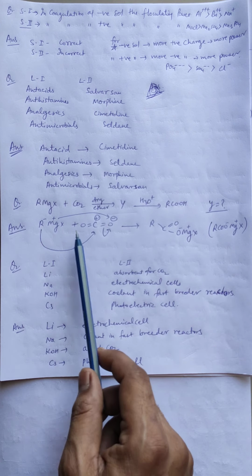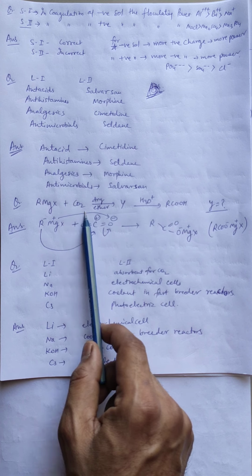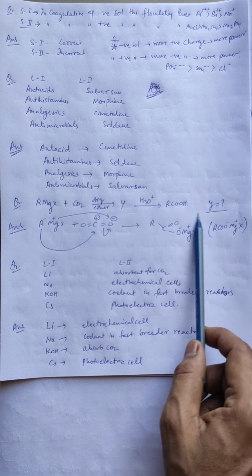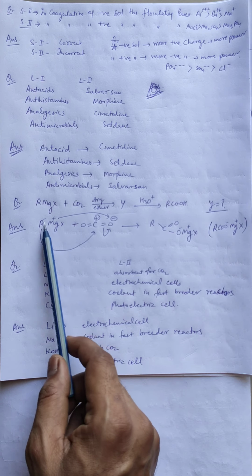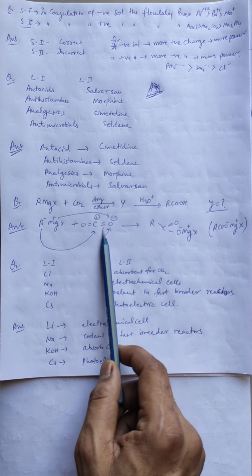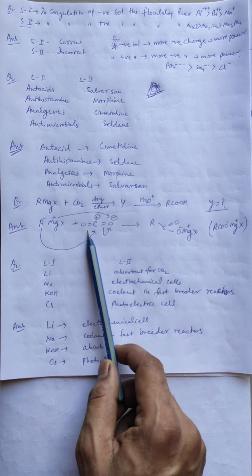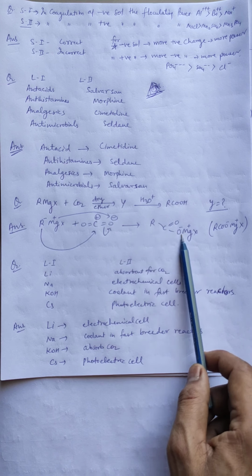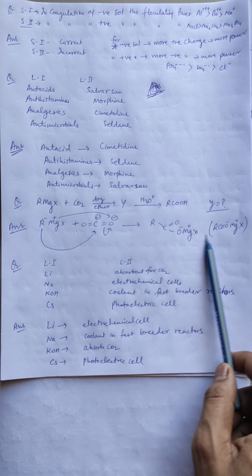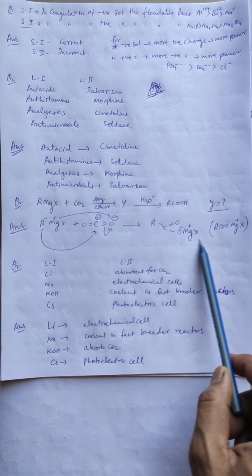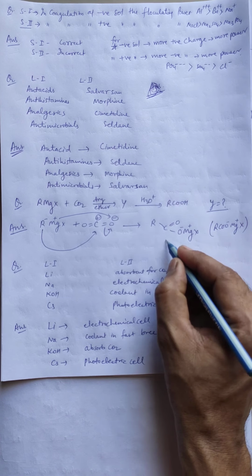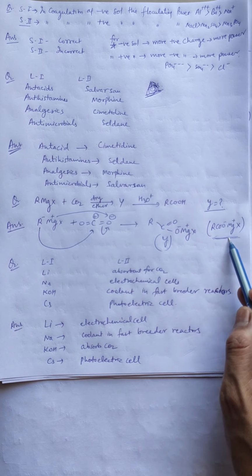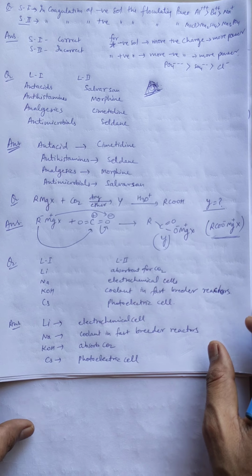Now the next question is Grignard reagent with CO2 gives Y. Acid hydrolysis gives acid. What is the Y there? So RMgX, R negative, Mg positive, CO2 polarized, negative and positive. The negative is going to attack the positive, the positive is going to attack the negative, and this gives RCOO negative, Mg positive X. So the Y option must be this: RCOO negative, Mg positive X. So it is the answer.